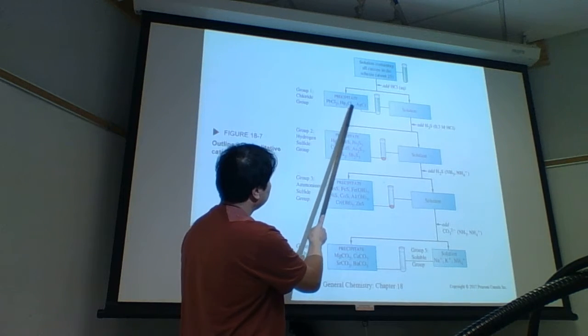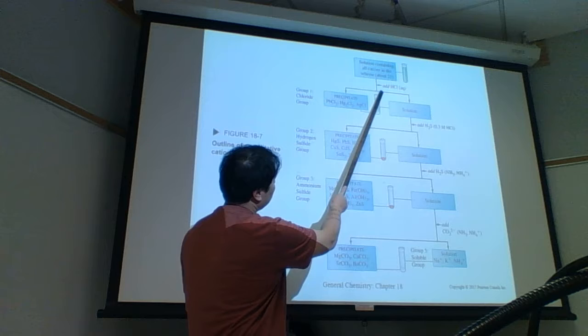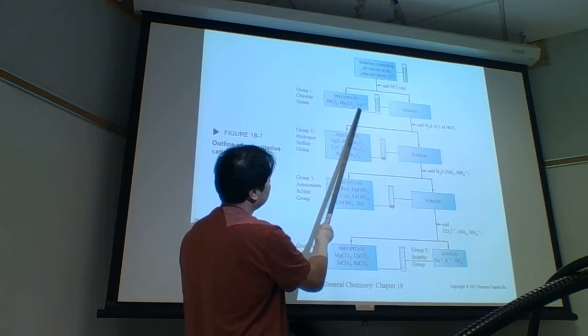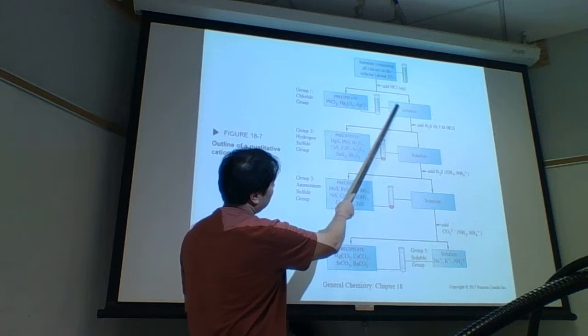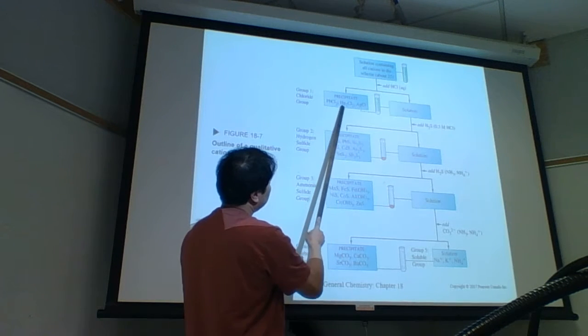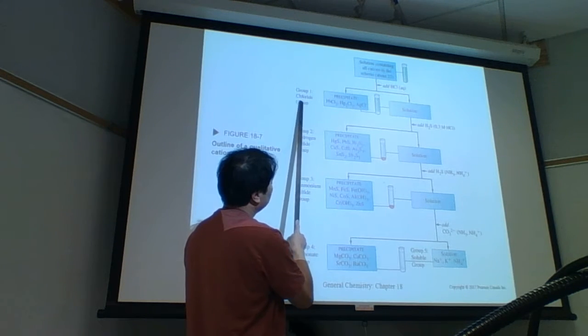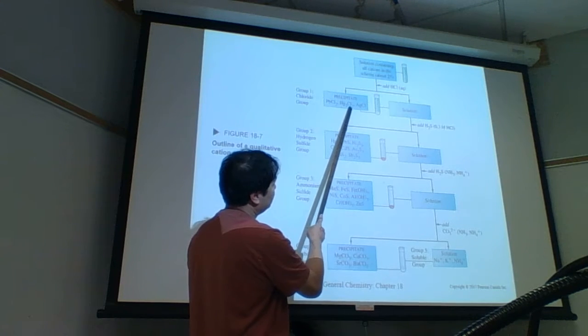If there's silver, lead, or mercury present, those would precipitate out with chloride because those chlorides are insoluble. So this is just a metathesis reaction. All the others are soluble chlorides. We end up here, and this is what we call group 1, or the chloride group, the insoluble chlorides.